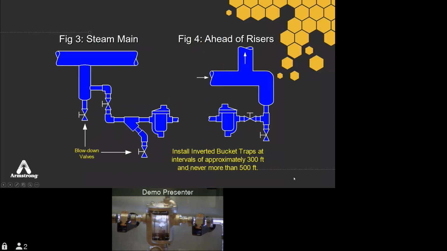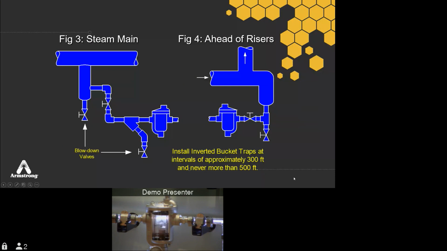So other trapping and distribution, figure 3 there, we show you a drip trap off from the bottom. And interestingly, as you see that drip leg come down, you'll notice at the end of that drip leg, we have a valve, and it's for a blowdown. As you can imagine, everything that falls down there is pretty nasty. You're going to get dirt, scale, and other things.